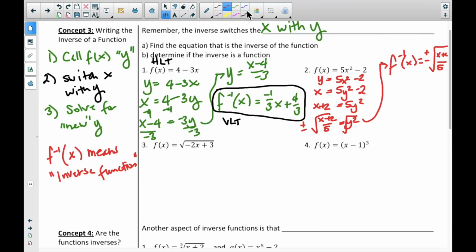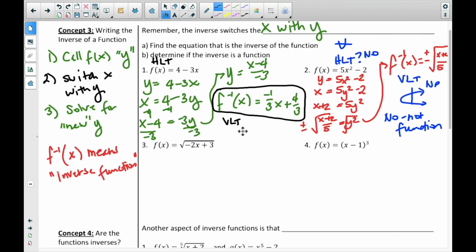Part B, determine if the inverse is a function. Well, let's think about this. Once again, we can ask ourselves that question, does this first thing pass the horizontal line test? Well, this first function is a parabola, right? No, it does not pass the horizontal line test. We can think about this one. Does it pass the vertical line test? Well, with the plus and minus, if it has the plus and minus there, then no, it does not pass the vertical line test. So the answer to part B is no, it is not a function. And we didn't write that down very specifically on number 1, but we might write down that yes, this is a function.